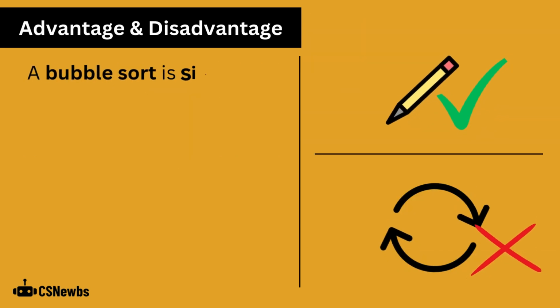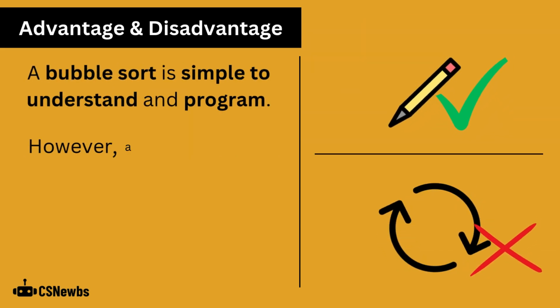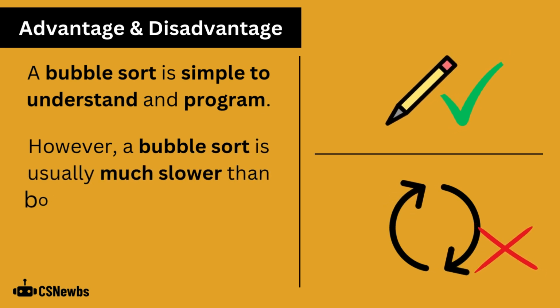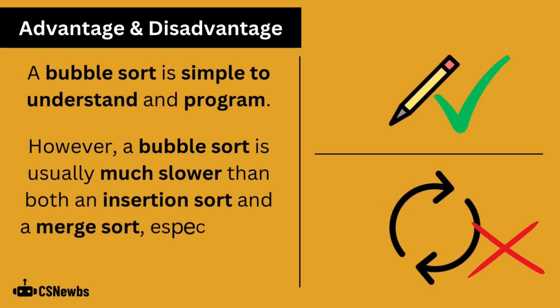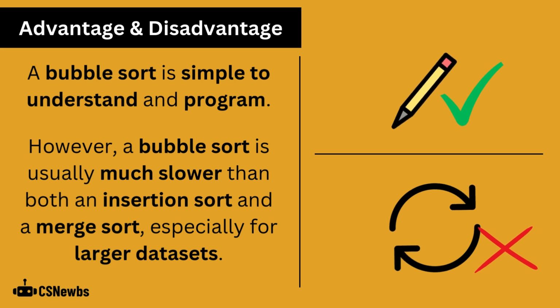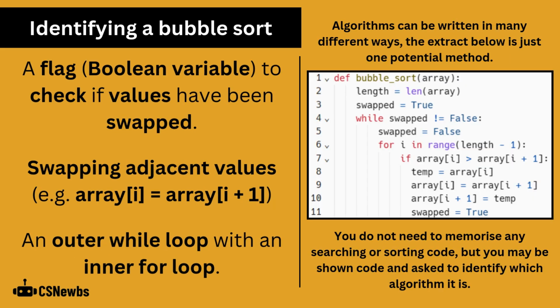An advantage of a bubble sort is that it is simple to understand and program. However, a bubble sort is usually much slower than both an insertion sort and a merge sort, especially for larger data sets. You do not need to memorize any searching or sorting algorithm code, but you may be shown code and asked to identify which sort or search it is.